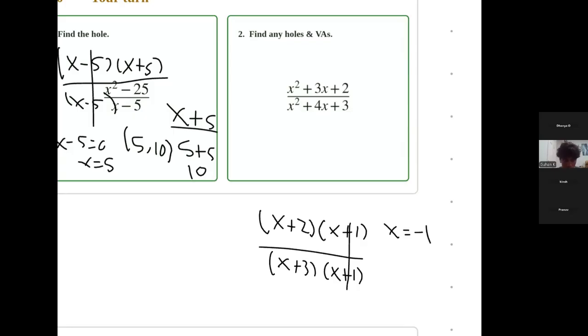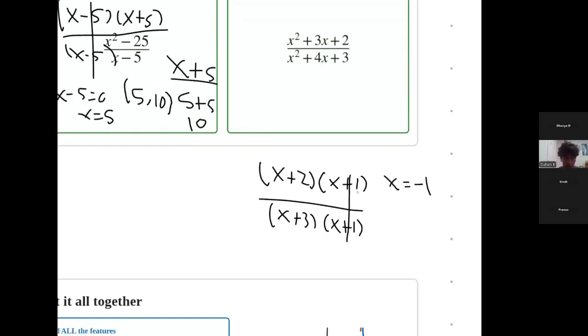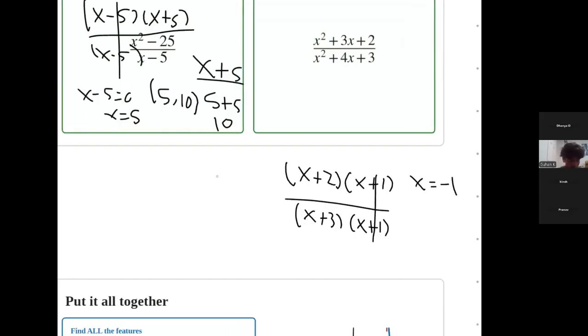And our y value, since x plus 2 over x plus 3 is what's left over, let's plug in x equals -1 at these points to find the y value of our hole. So -1 plus 2 over -1 plus 3 is going to be 1/2. So our hole equals -1, comma, 1 over 2. Okay, good.